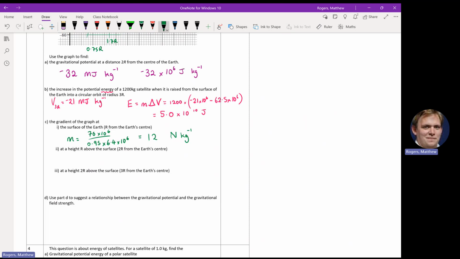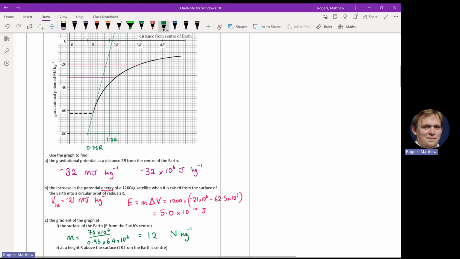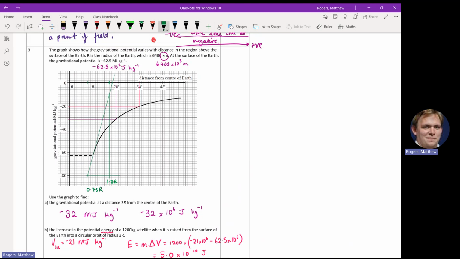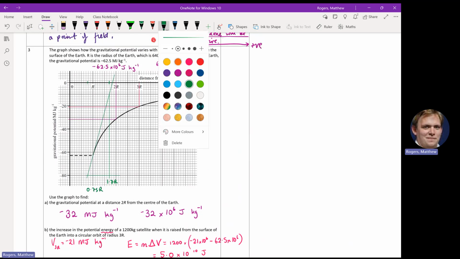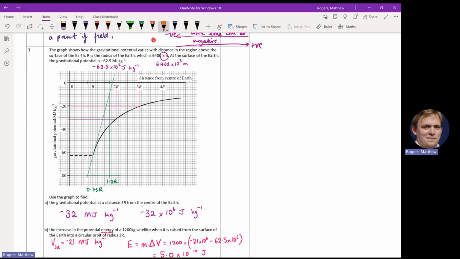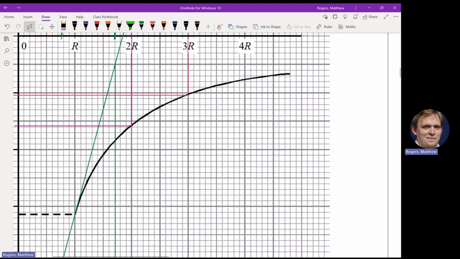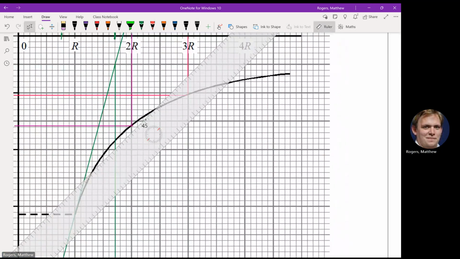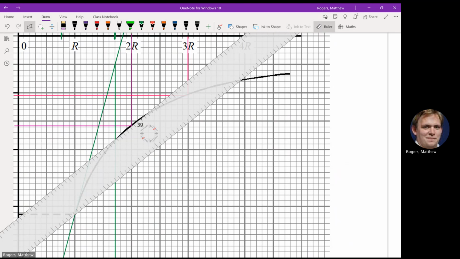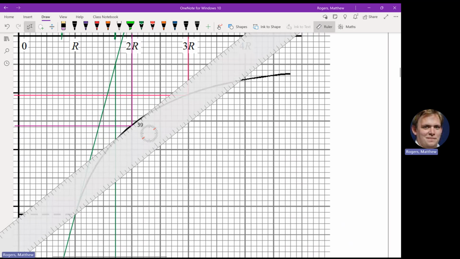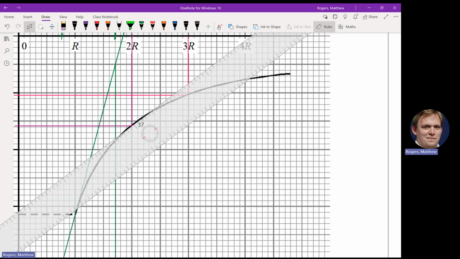Okay, then we're going to do part 2 at a height r above the surface. So we'll go for another new color. Let's go with this orange. Thin line, 2r is here. Use our ruler. Get this lined up as best we can. So there, looks fairly good.